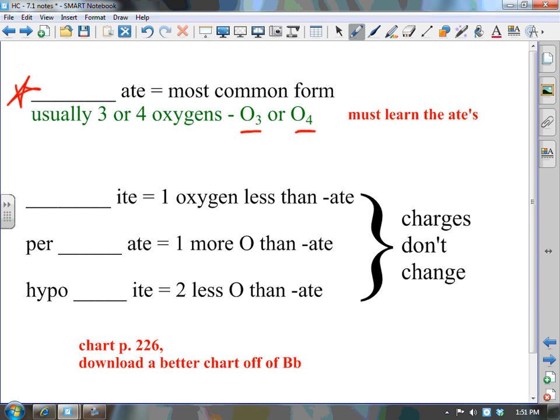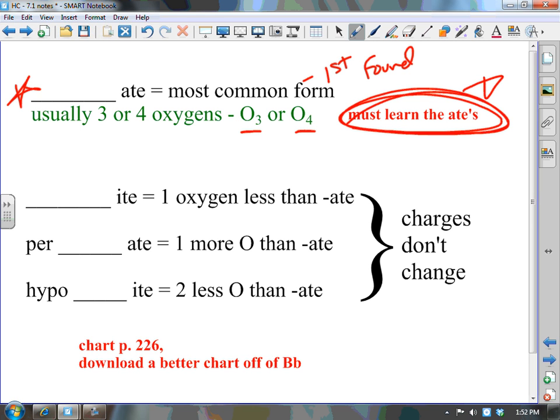Now, what determines the most common? Well, the first one found was the most common. So what the -ate is with nitrogen is different than what the -ate is with sulfur, because nitrogen bonds differently to oxygen than sulfur. Therefore, you're going to see different ones be more common or less common. So what's the hardest part? You've got to learn the -ates. Okay? There's no way around it.